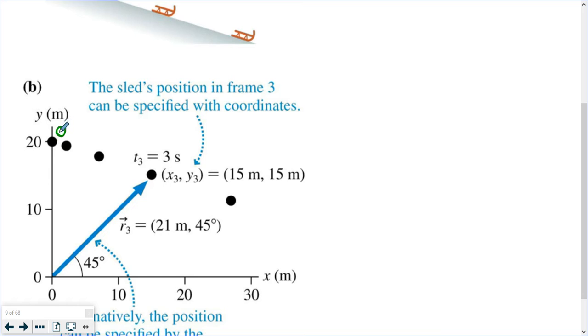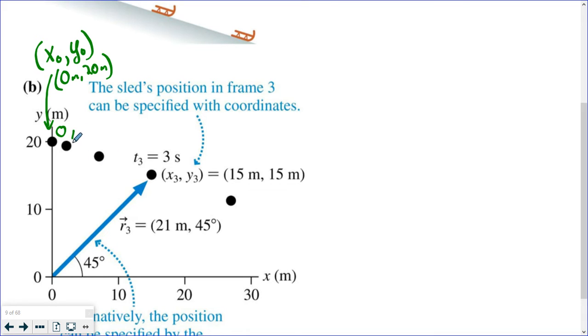And this would be our point 0 here that we're starting at the top of the hill. And we can define the position here as position x0, the initial x position, and y0, the initial y position. And in this case, it's going to be 0 in the x and 20 in the y. So this would be 0 meters, comma, 20 meters. And this tells us where that sled is located to start out.